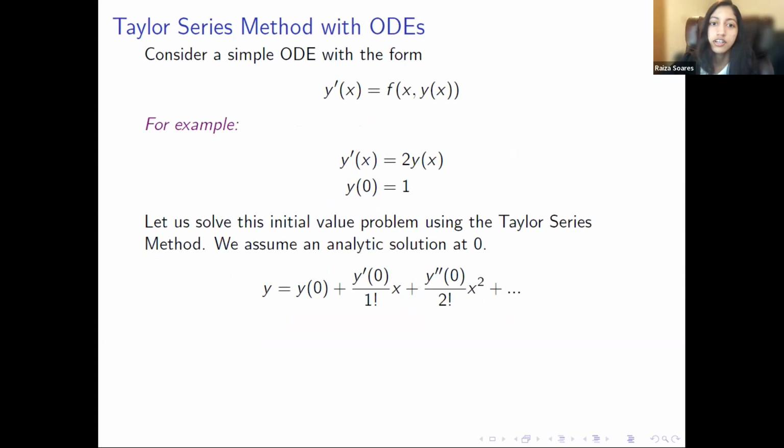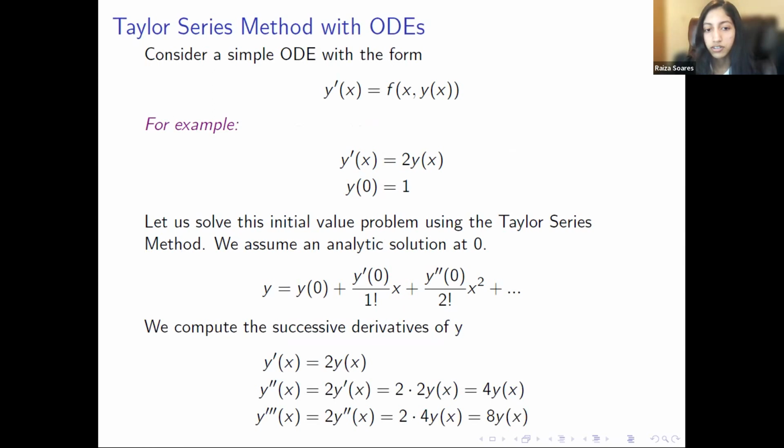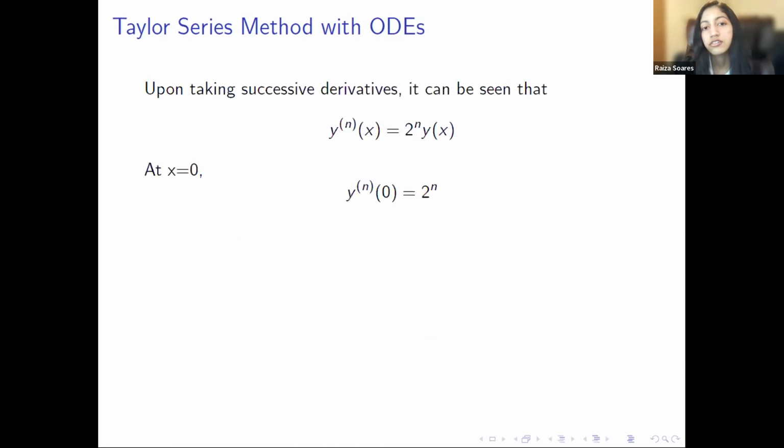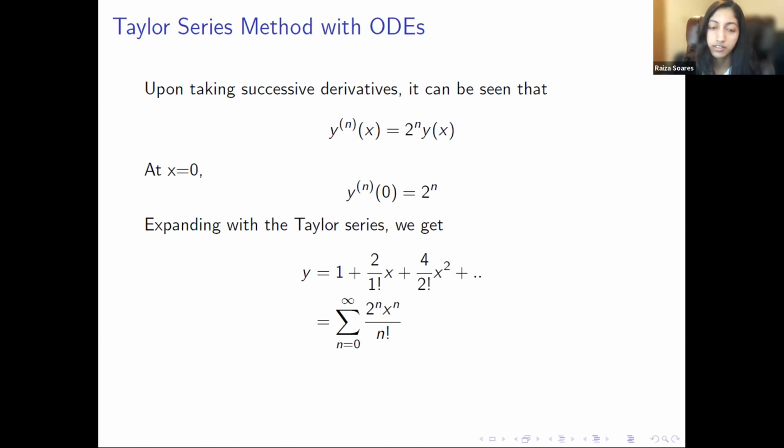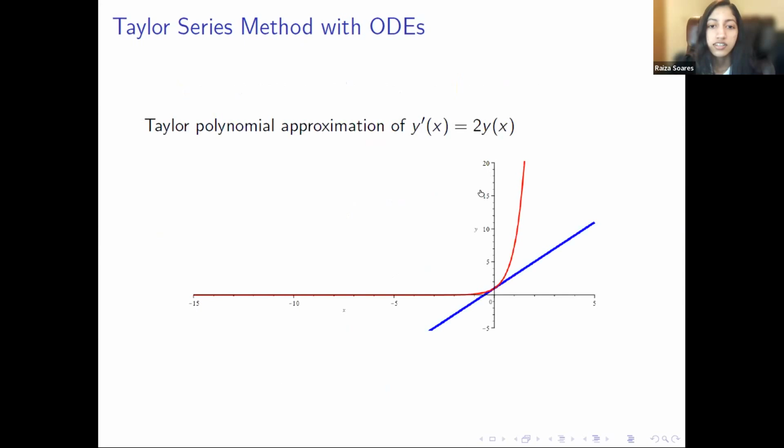Our example here is y prime of x equals 2y of x, with the initial condition that at 0, y is 1. We'll assume that we have an analytic solution at 0, and then we can express y as this Taylor series expansion. We'll look at some successive derivatives of y, and you can notice here that the derivatives of y are given by the powers of 2. At 0, the nth derivative of y is 2 raised to n. Expanding with the Taylor series, we can see that this is a function that we all recognize as e to the 2x. I'll also plot successive Taylor polynomial approximations versus e to the 2x, and you can see that it converges to e to the 2x.